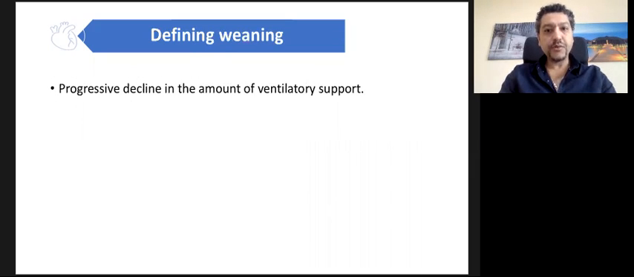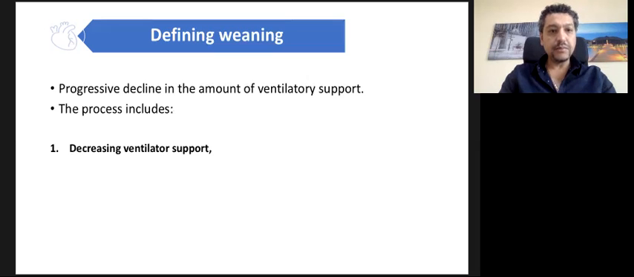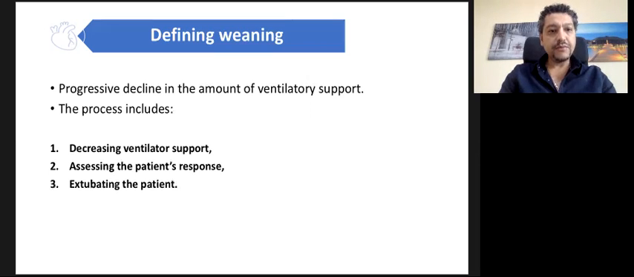It is defined as a progressive decline in the amount of ventilatory support that a patient receives from a ventilator. The weaning process basically includes three parts: first, decreasing the ventilatory support, then assessing the patient's response, and finally, possibly extubating the patient. We know that eventually the purpose of the weaning process is to liberate patients from mechanical ventilation.